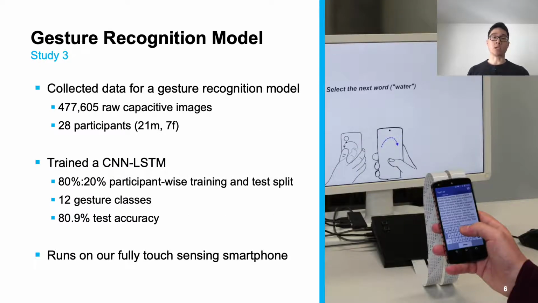In the next step, we developed a model to recognize the gesture set on the fully touch-sensitive smartphone. Our prototype has capacitive sensors around the whole device surface, which senses the grip and the hand movement of the user. We conducted a study with 28 participants to collect raw data from the capacitive sensors where they performed gestures. Using this data, we trained a CNN LSTM that recognizes all 12 gesture classes with a test accuracy of 81%. This model runs on our prototype and can now be used to place the text cursor, select text, manage the clipboard, and switch between applications.